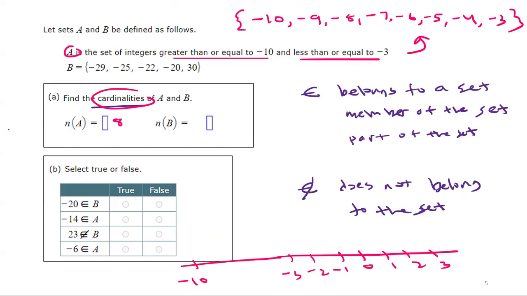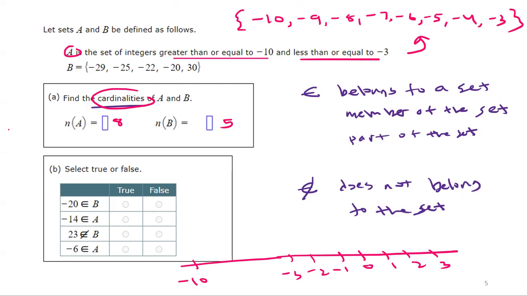And then for B here, we just count 1, 2, 3, 4, 5. So that means the cardinality is just 5. Okay. So you have all these fancy things. Math has a lot of this fancy notation, but that's basically what it's saying.